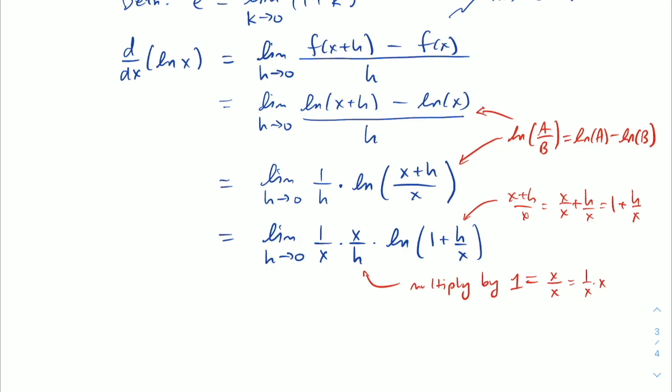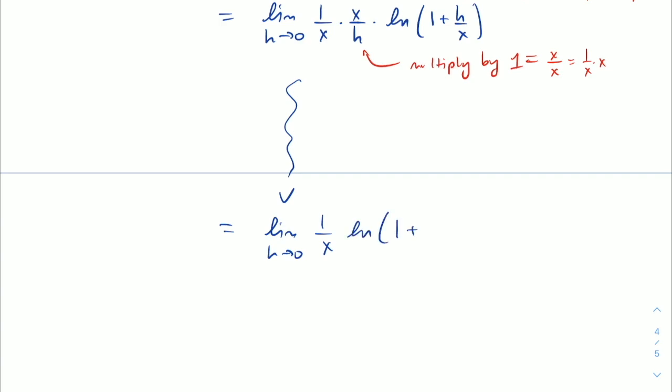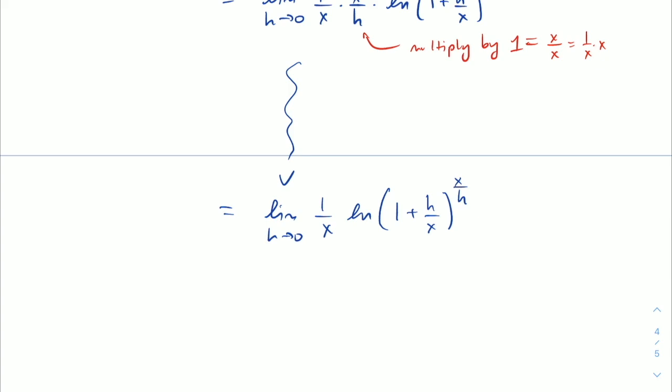Okay, so now I'm going to use another property of logarithms. Let's go down here. And that property is that I can take a constant in front of the log and make it the power. So I can rewrite this as 1 over x times the natural log of (1 plus h over x) all to the x over h power. So this stuff over here looks a lot like e.